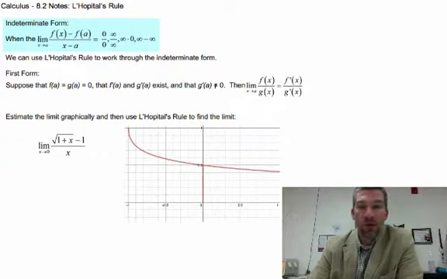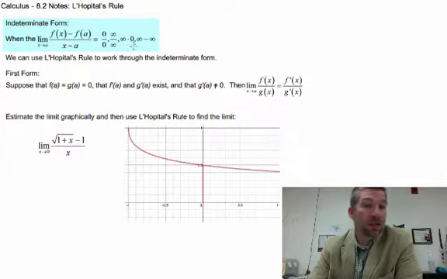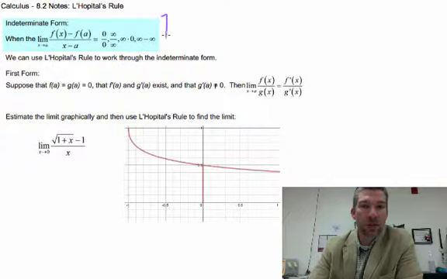Section 8.2 deals with L'Hopital's Rule, which helps us to find a limit when we have an indeterminate form. Sometimes when you look at the limit of something, you get some different answers that we don't really know how to handle: 0 over 0, infinity over infinity. Sometimes you get infinity times 0 or infinity minus infinity. All of these are what's called an indeterminate form, which means we don't know much from what we've been given. So we have to do a little bit more math.